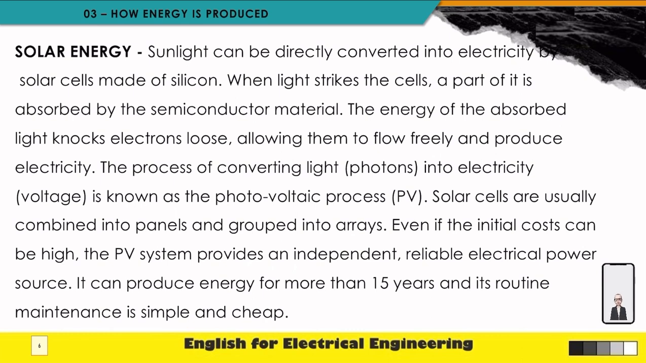So solar energy is the first one. Sunlight can be directly converted into electricity by solar cells made of silicon. When light strikes the cells, a part of it is absorbed by the semiconductor material. The energy of the absorbed light knocks electrons loose, allowing them to flow freely and produce electricity. The process of converting light, photons, into electricity, voltage, is known as photovoltaic process, or PV for short.